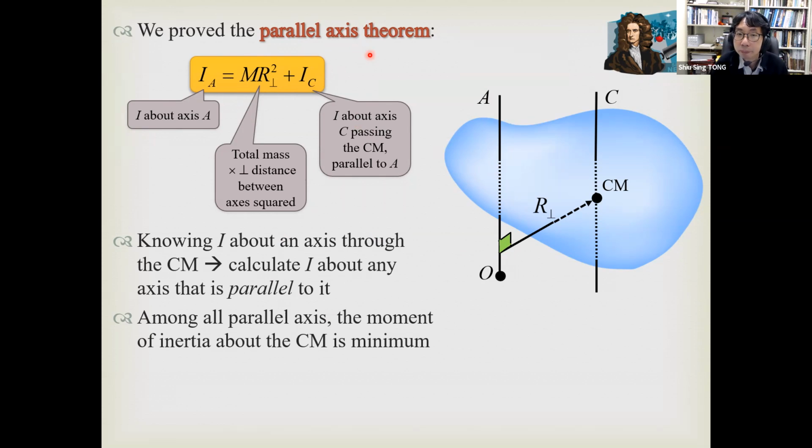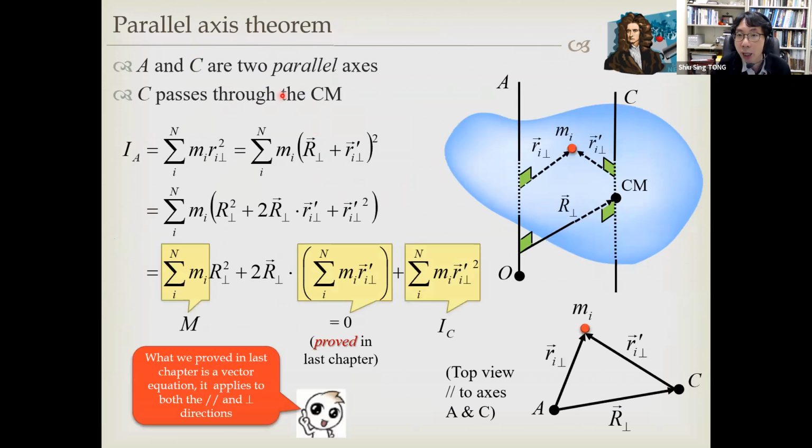Now I will show you the proof, but the proof is rather abstract. You need a good sense of mathematics to understand it. But even if you don't understand the details of the proof, you can still use this formula to solve many problems about moment of inertia. After knowing the moment of inertia for an axis, you can use this formula to find the moment of inertia about another axis that is parallel to the original axis. That's why this formula is so powerful. Now I show you the proof.